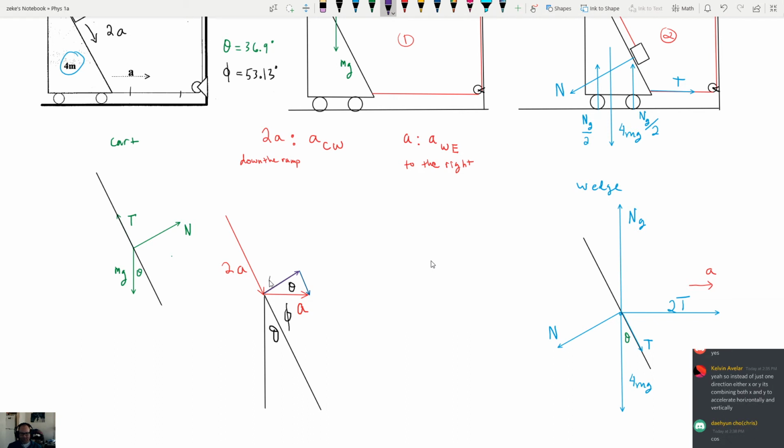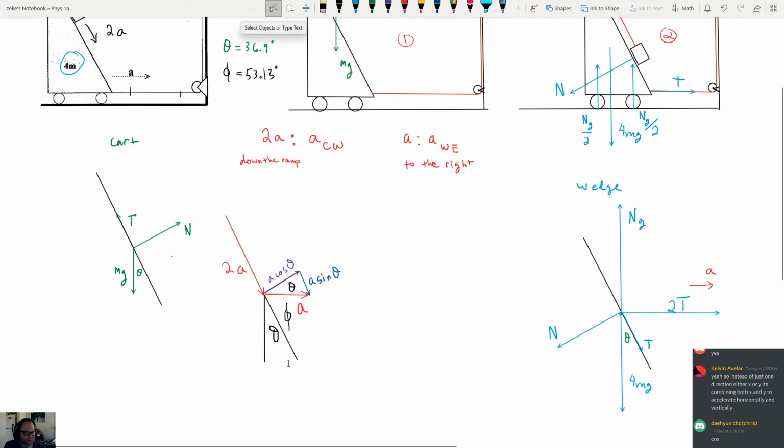Cosine, right? So this side is going to be A times the cosine of theta, and the other side is going to be A times the sine of theta. Let me try to shrink some of these lines up a little bit. We don't need them to be quite so long. Now, we're still just talking about the acceleration of the block here.